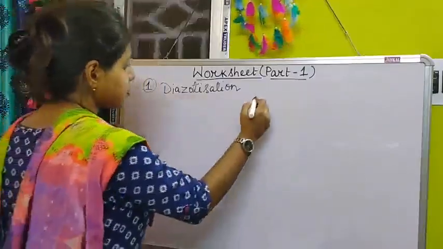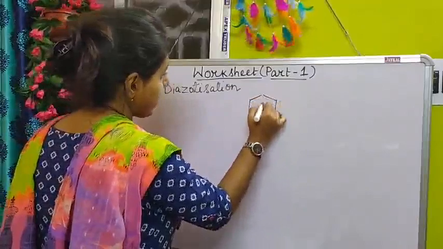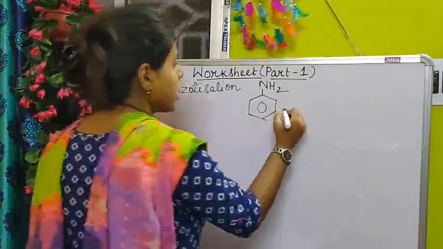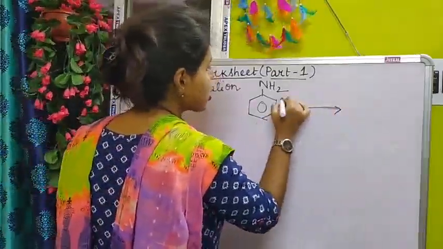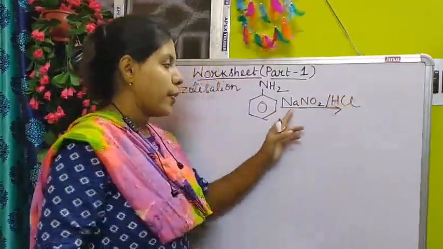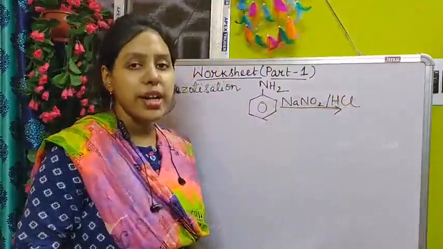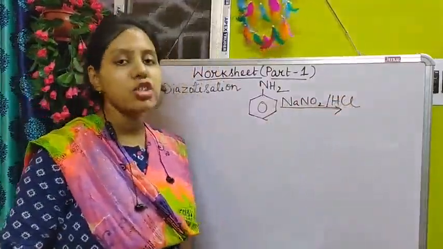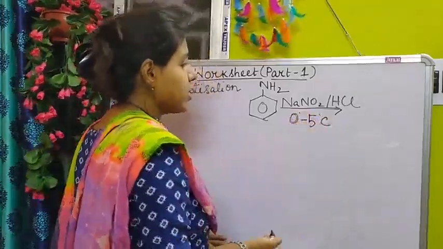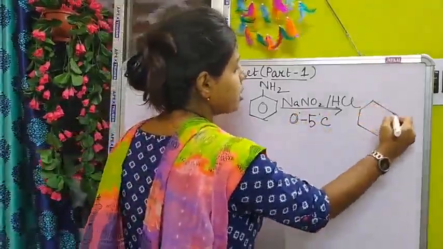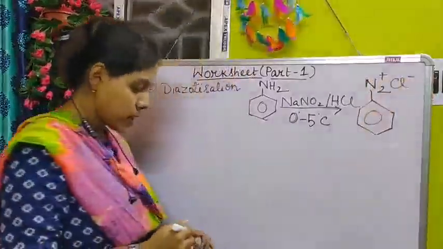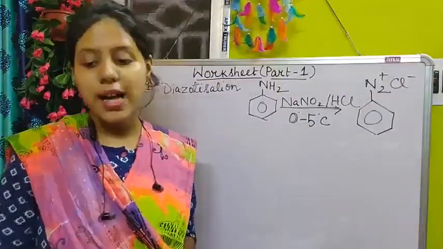Just like this, I am showing the reactions. This was aniline, benzene with the NH2 group. Now we are adding a mixture of sodium nitrite and hydrochloric acid, which react with each other to give nitrous acid, that is HNO2. The temperature range is 0 degree to 5 degree Celsius. After this reaction we will get benzene diazonium chloride. This has already been discussed in the class.